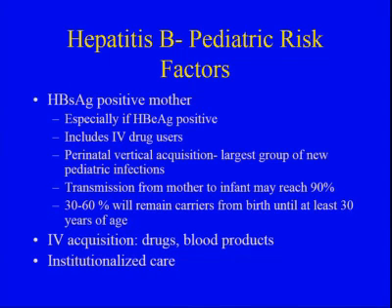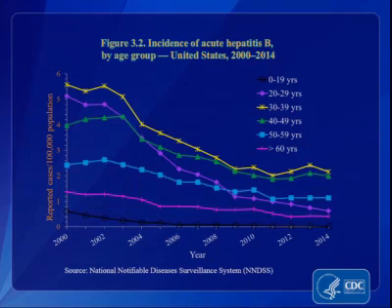What are your risk factors as a child? It's really if your mother is positive, particularly if she's E antigen positive. The perinatal vertical acquisition is the largest group of new pediatric infections. The risk for a baby who does not receive vaccine and immunoglobulin at birth is 90% risk of transmission. Later on, IV acquisition, drugs, blood products, and institutionalized care, especially in the setting of biting.